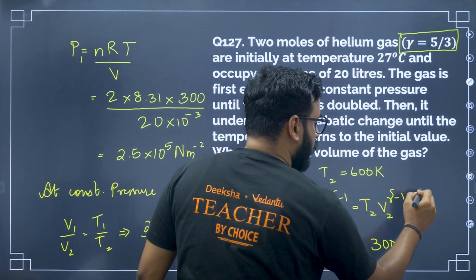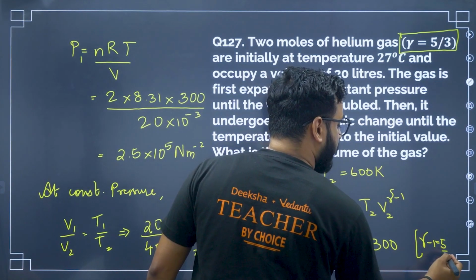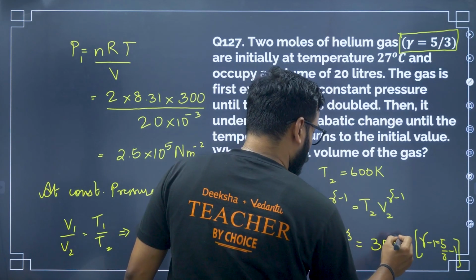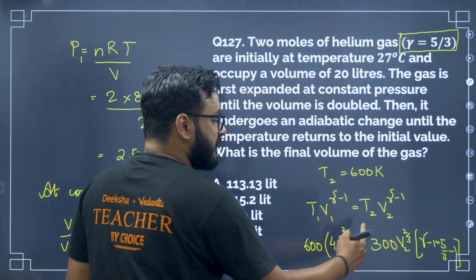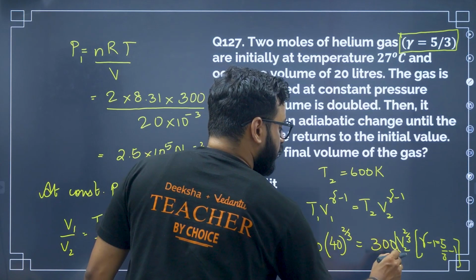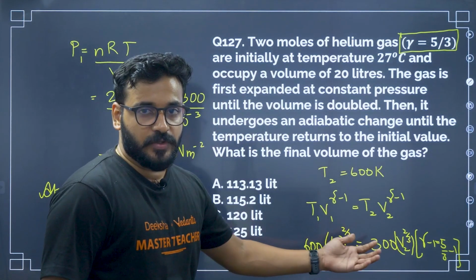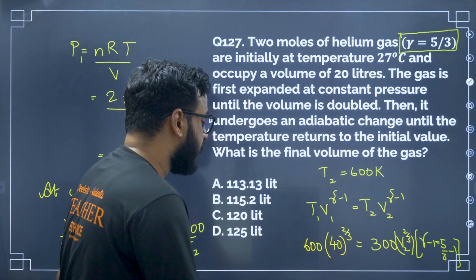Okay, so we all know gamma minus 1 is 5 by 3 minus 1, which is 2 by 3. Now you just have to solve for V2, with V2 to the power 2 by 3. Take the power 3 by 2 on both the sides, so this power will get cancelled.